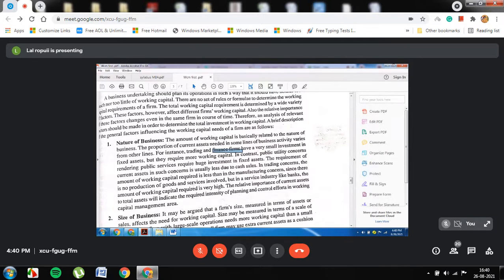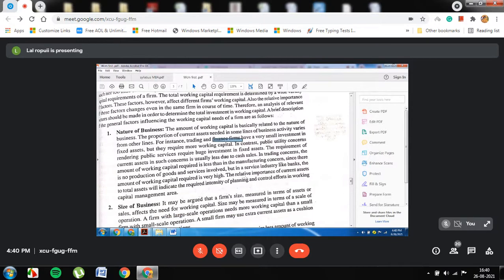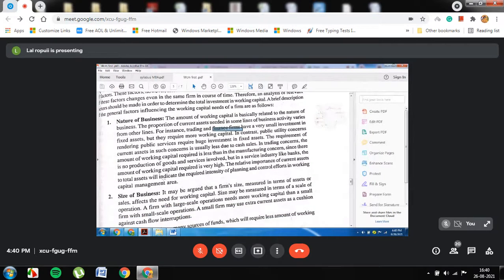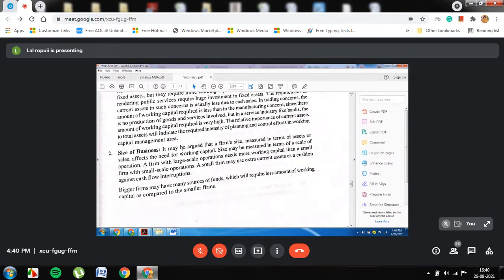But in trading concerns, the amount of working capital is less than in the manufacturing concern, since there is no production of goods and services involved. But in a service industry like banks, the amount of working capital required is very, very high. The relative importance of current assets to total assets will indicate the required intensity of planning and control efforts in the working capital management area. So it depends upon the nature of the business. And number two is size of the business.